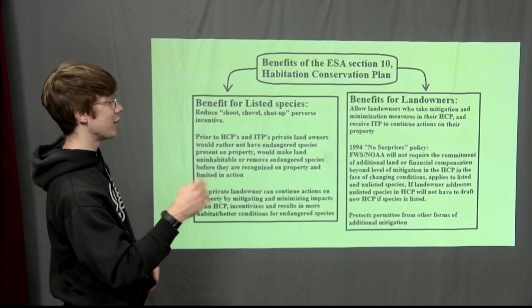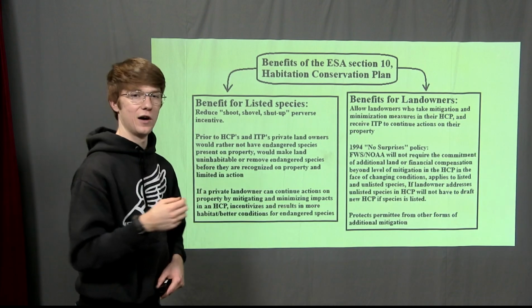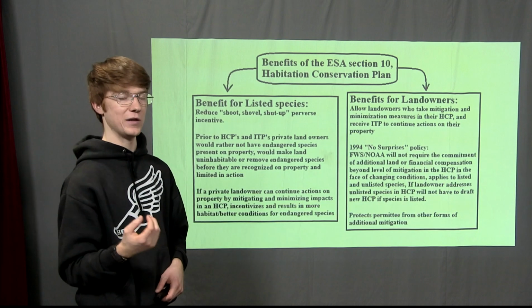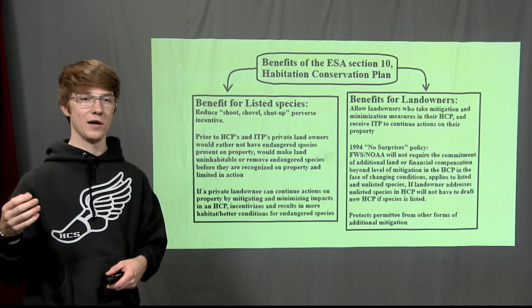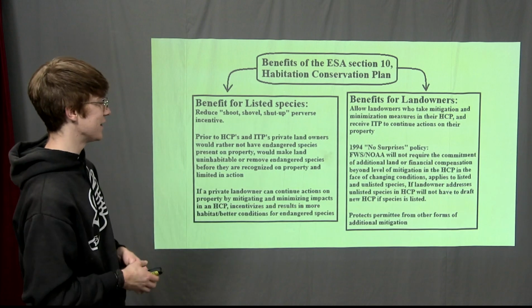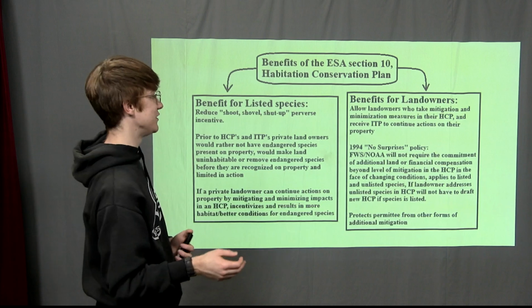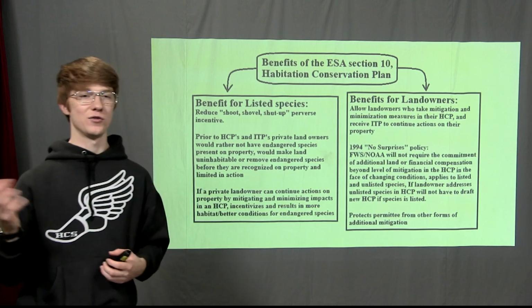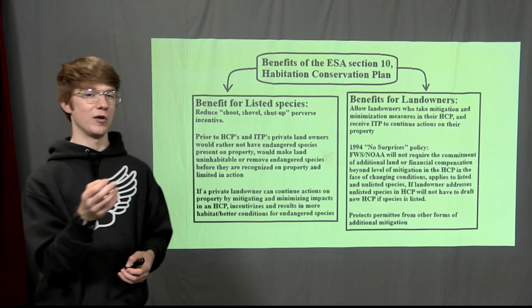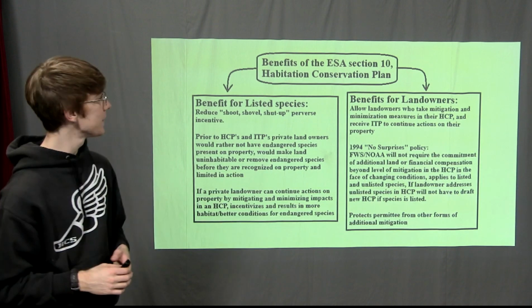And it goes beyond just listed species. If they address unlisted species in that HCP, with measures and mitigating means to limit impacts on those unlisted species, then say that unlisted species becomes listed, they don't have to draft a new HCP as long as they adequately address those unlisted species in the original HCP.